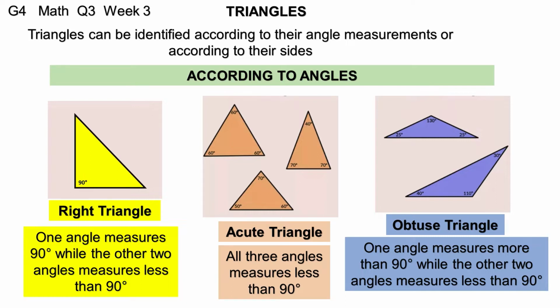And the last one is the obtuse triangle. An obtuse triangle has one angle that measures more than 90 degrees, while the other two angles measure less than 90 degrees. So, dapat ang isang angle would be more than 90 degrees at yung dalawang angles ay less than 90 degrees. So, example, itong nasa taas, 130 degrees yung isang angle and the other two angles are 25 degrees.